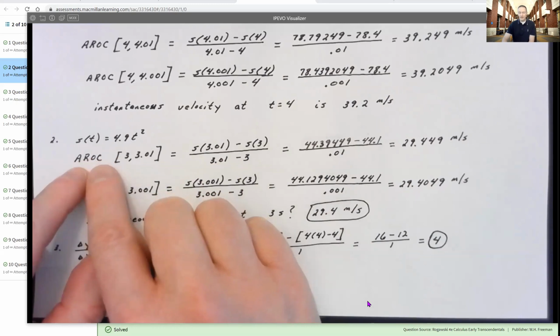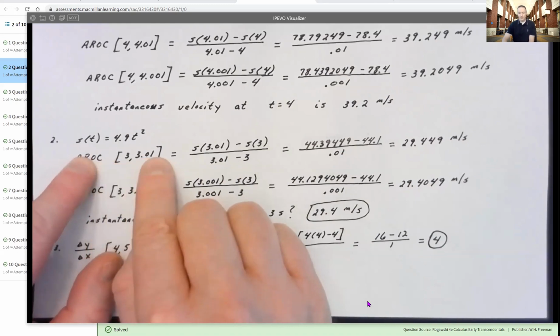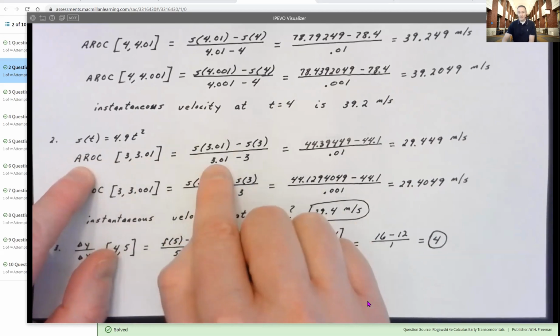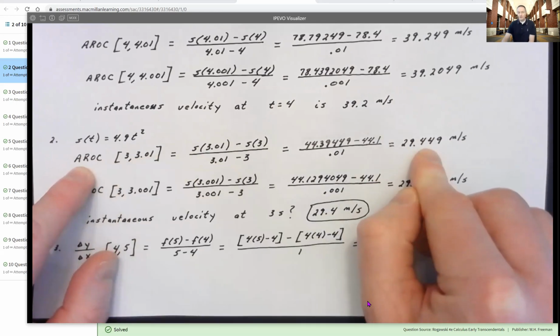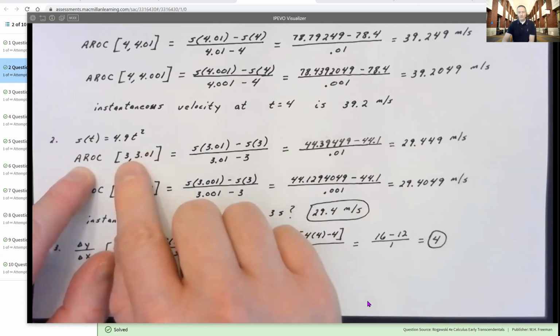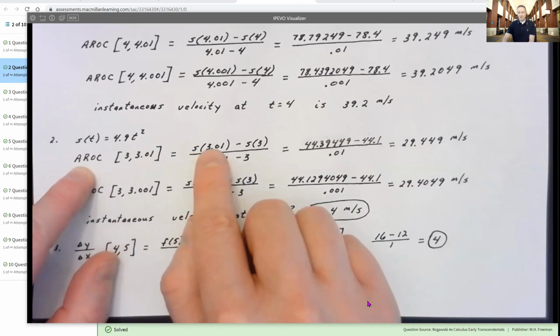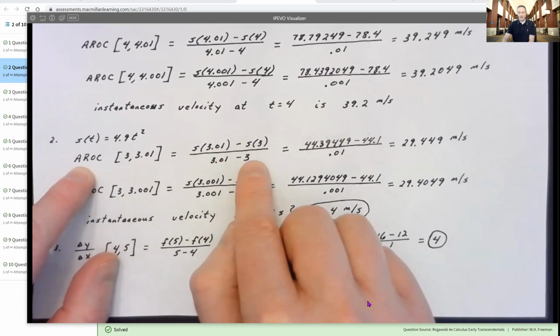So I'm abbreviating it over here as AROC, which simply means average rate of change from 3 to 3.01. But the average rate of change of position over time is velocity. So this first answer I found here is the average velocity from 3 to 3.01. I took the ending position minus the beginning position over end time minus beginning time.